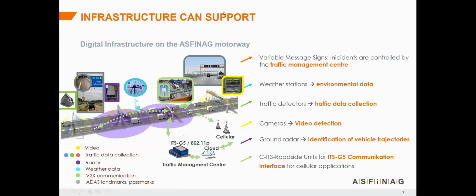This is the best equipped section of the ASFINAG network, because it's also a kind of test track for automated driving and other things. Here we have, for example, sensors for environmental data, for traffic data, lots of video cameras, even some ground radars. And it's also equipped with C-ITS, infrastructure to vehicle communication, which will be the topic of my talk later on, because this is what we are rolling out currently.